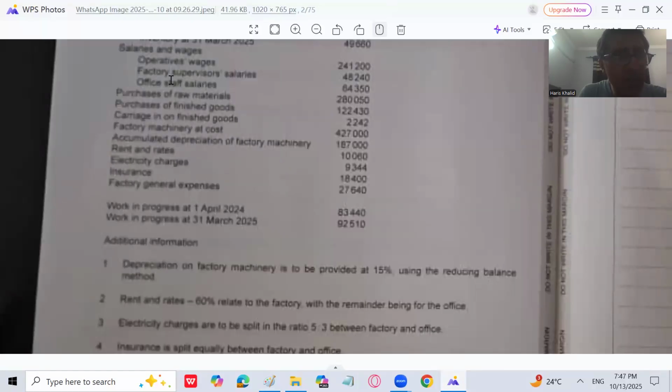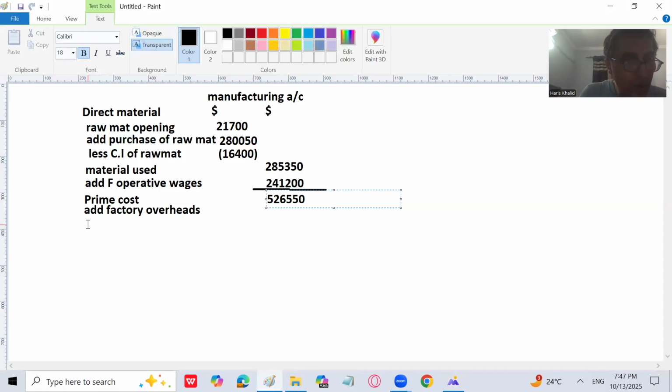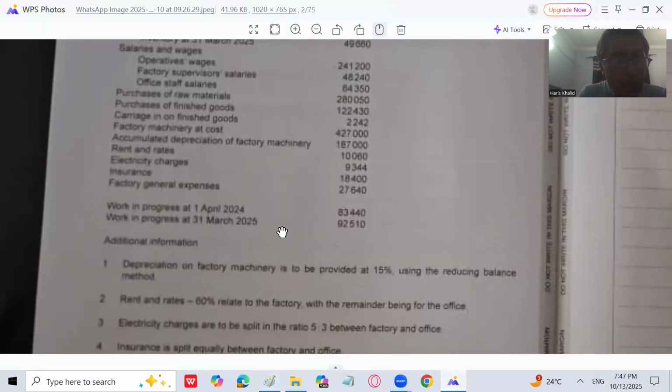Add factory overheads. So now let's play with factory overheads, because there are some items related to factory overhead. One of them is factory supervision salaries. That is 48,240. So let me write here, first of all, factory supervision salaries, and that is going to be 48,240. If I'm not wrong, sorry, 24,840 is a mistake; it is 48,240. See where it is here, 48,240.